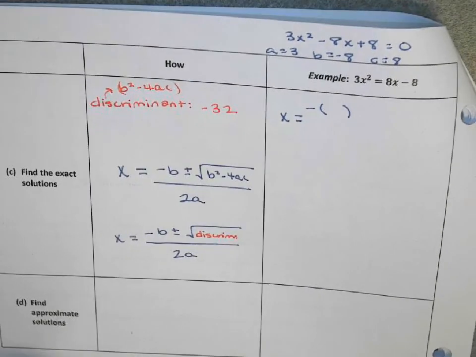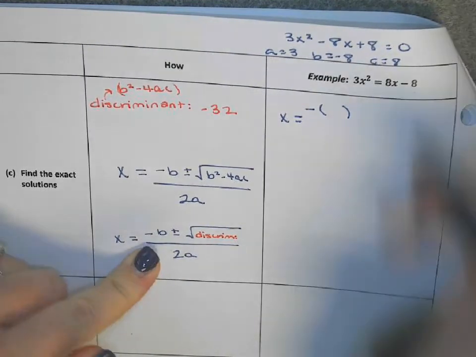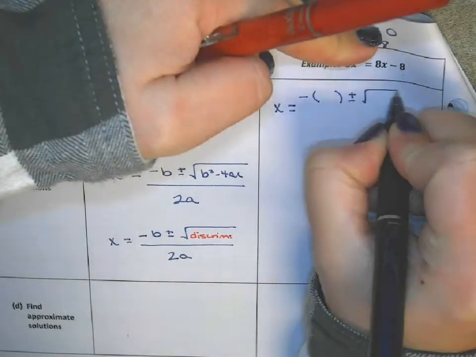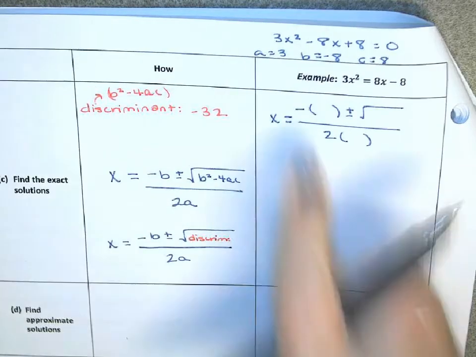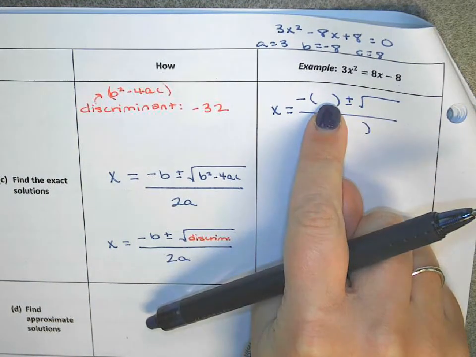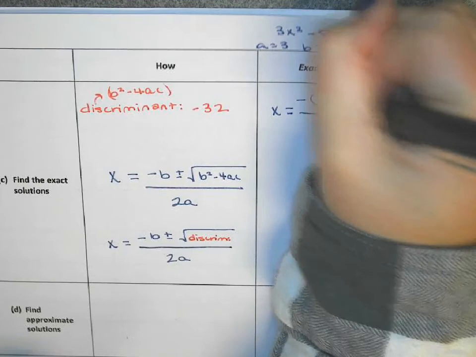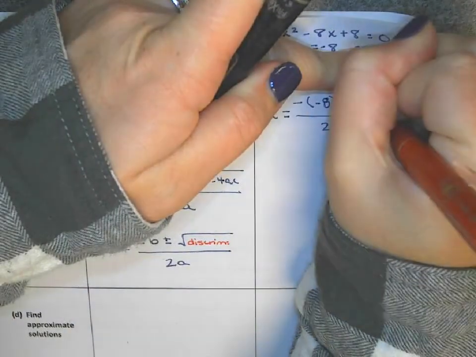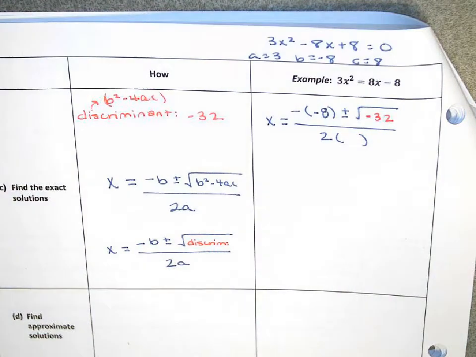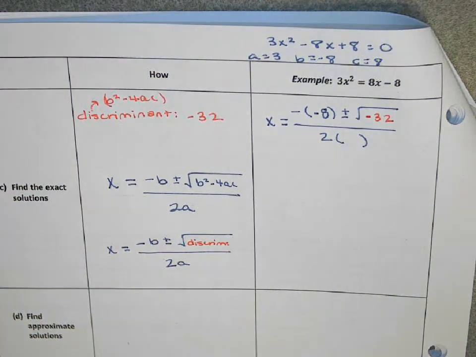So the opposite of b, plus or minus the square root of, that'll be the discriminant, over twice a. So negative, what was the b value? Negative 8. Plus or minus, what was the discriminant that we found? Negative 32. So that's going to go underneath here. There's no point in plugging in b squared minus 4ac again since we already did that. But that's why it's so important that your discriminant is correct when you first do it, because it comes into play. Your whole answer will be wrong if your discriminant is wrong.